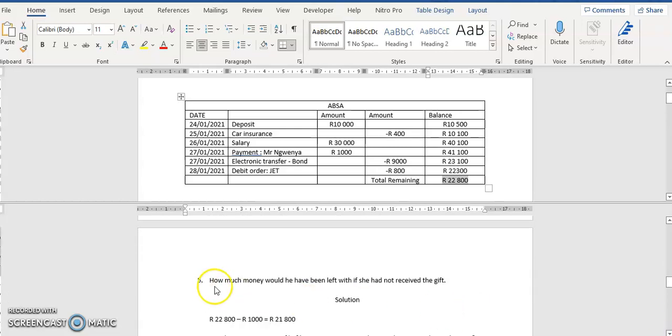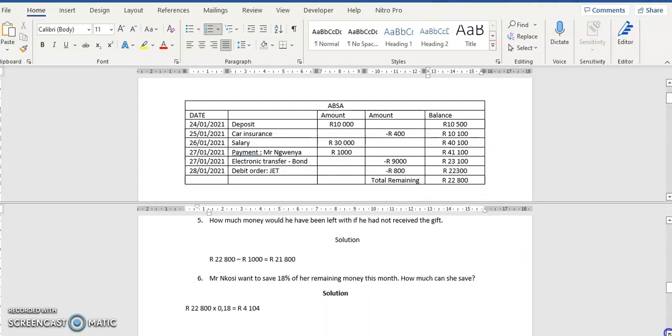Then how much money would have been left if he had not received the gift? How much money will have remained in the account if he had not received the money? So it means we have to subtract the money Mr. Ngwenya deposited from the total. Because if he had not received this gift, this total will reduce. So it's 22,800 minus the 1,000 that he deposited, and it's going to give us 21,800.